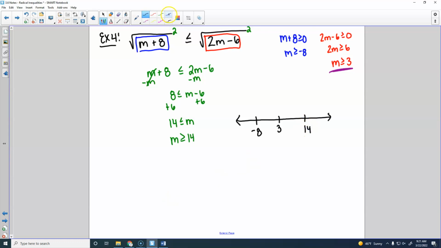So for this problem, if I consider all three of these, which really I don't have to consider this one if I think about it, I've got m is greater than or equal to 14. I've got m is greater than or equal to 3. And I've got m is greater than or equal to negative 8. But I'm looking for where all three of those overlap. So the only overlap I have is this section right here, which is actually just m is greater than or equal to 14.